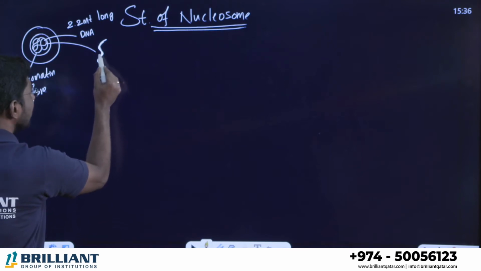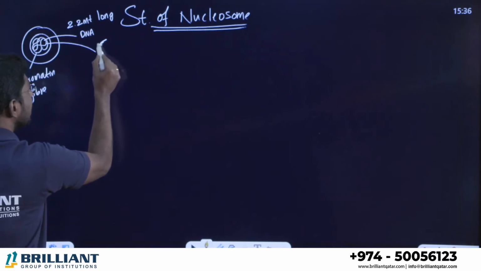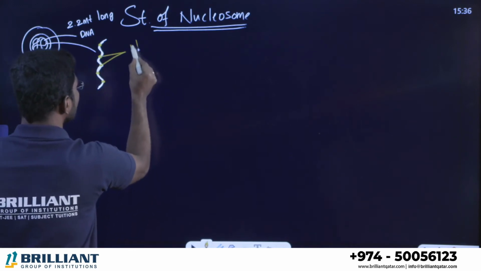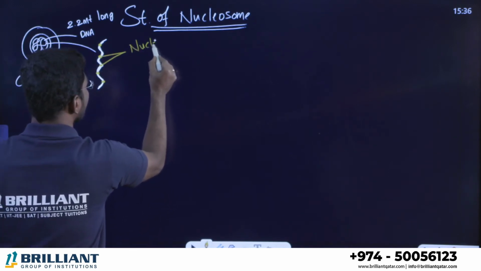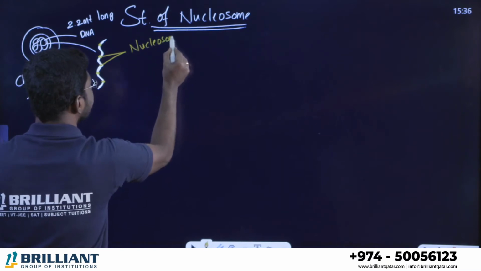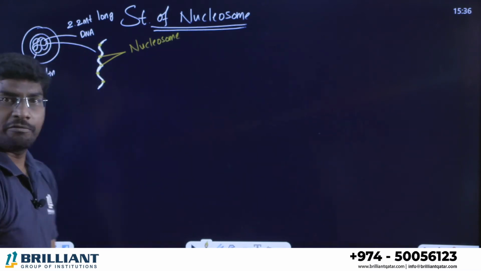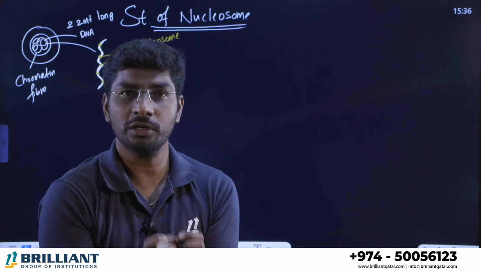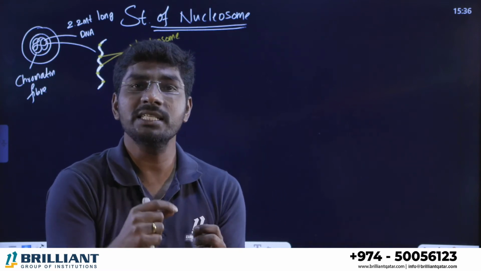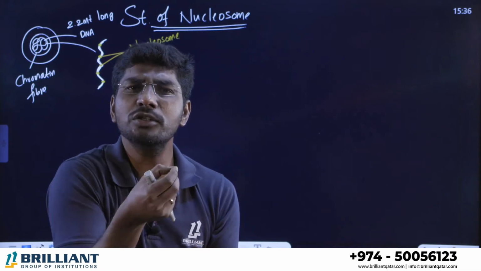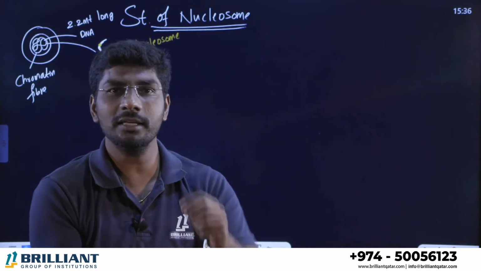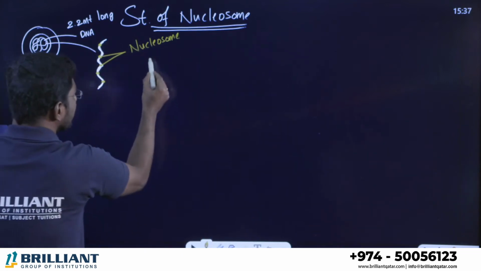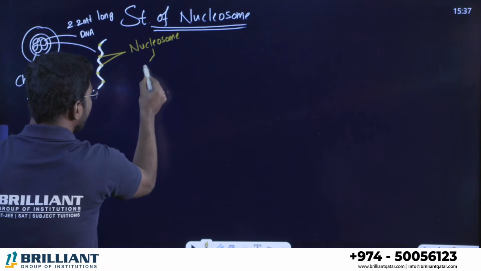This bead-like structure between the DNA, we call nucleosome. Nucleosome. Am I clear, students? When DNA started to condense during cell division, in between the DNA there are small bead-like structures. The bead-like structures are called what? Nucleosome.